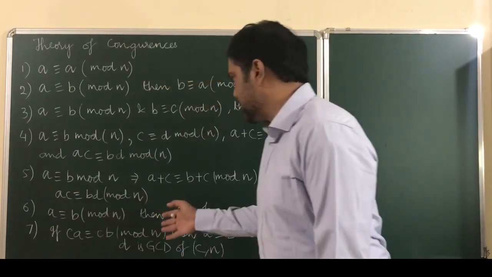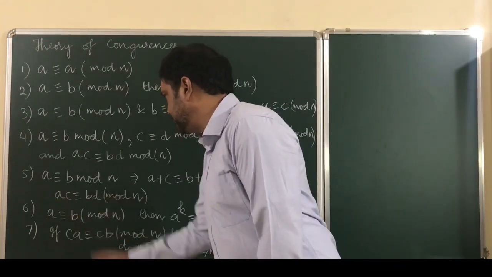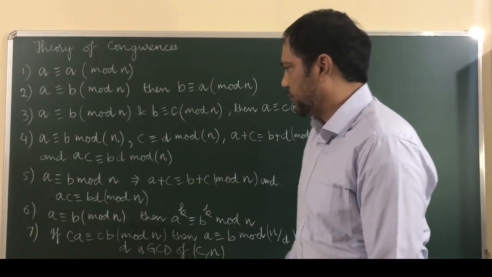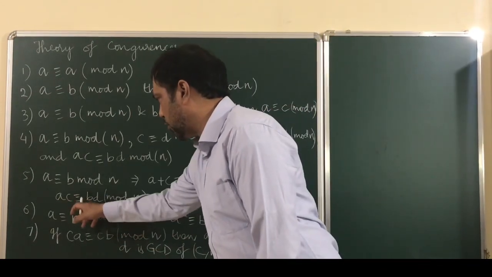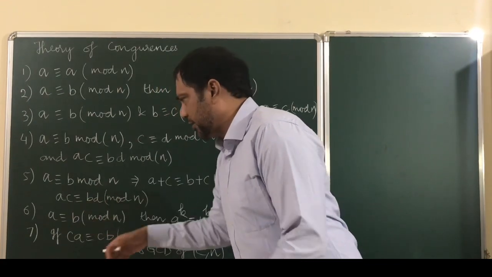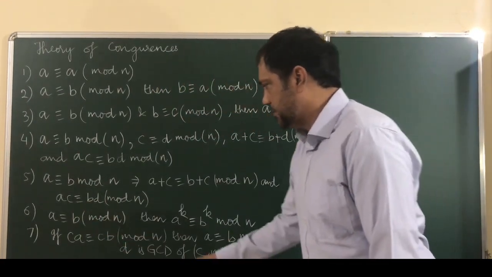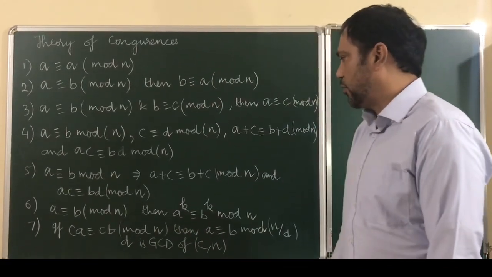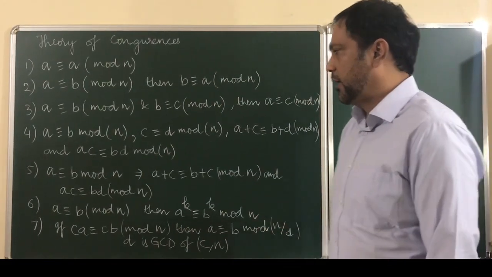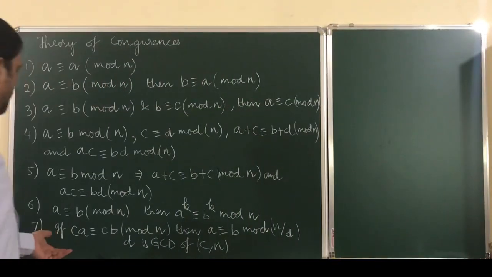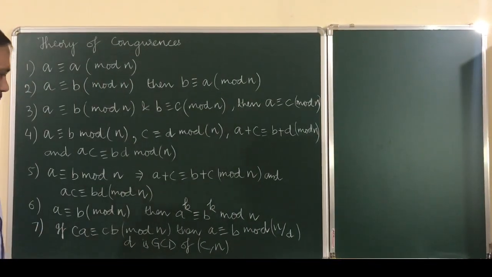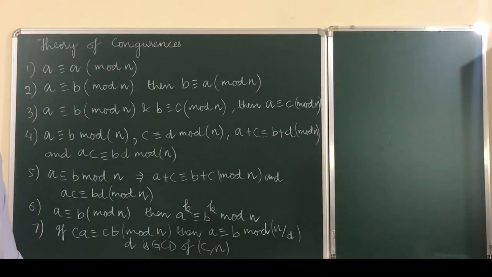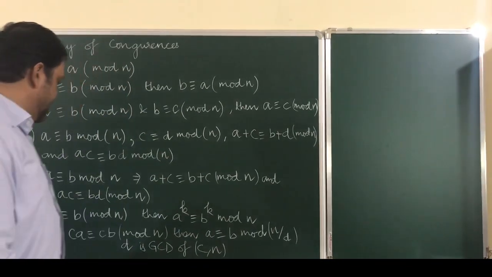Similarly, if in the fourth rule C and D are again A and B, we get A squared congruent to B squared modulo n, and we can repeat this k times. So if A is congruent to B modulo n, then A raised to the power k is congruent to B raised to the power k modulo n. And the seventh one: if CA is congruent to CB modulo n, then we can write A congruent to B modulo n by d, where d is the GCD of C and n.